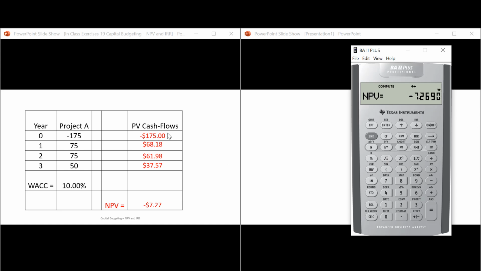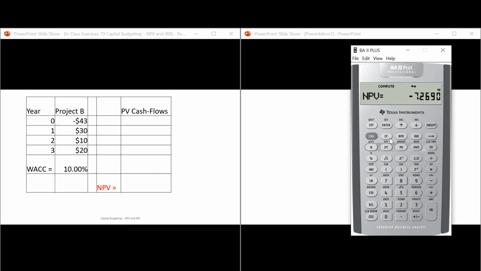But you can see how we didn't have to compute all these present values. We let the calculator do it for us. So let's do another one. Project B. If we're going to start out, we go cash flow, second, clear. That gives us a clean slate. We go 43 negative, enter. Down 1, so we have cash flow 1, 30, enter. Down twice, so we see cash flow 2, we get 10, enter. Down twice, cash flow 3 is 20, enter.